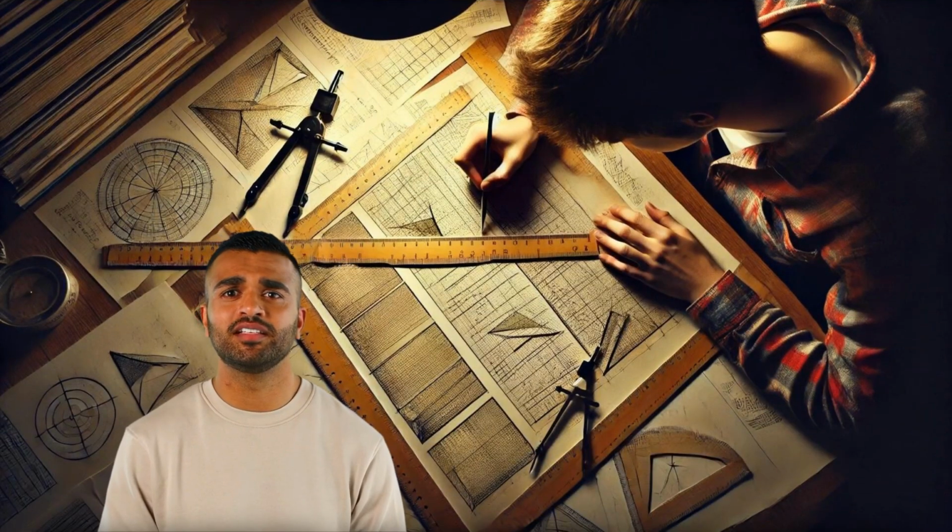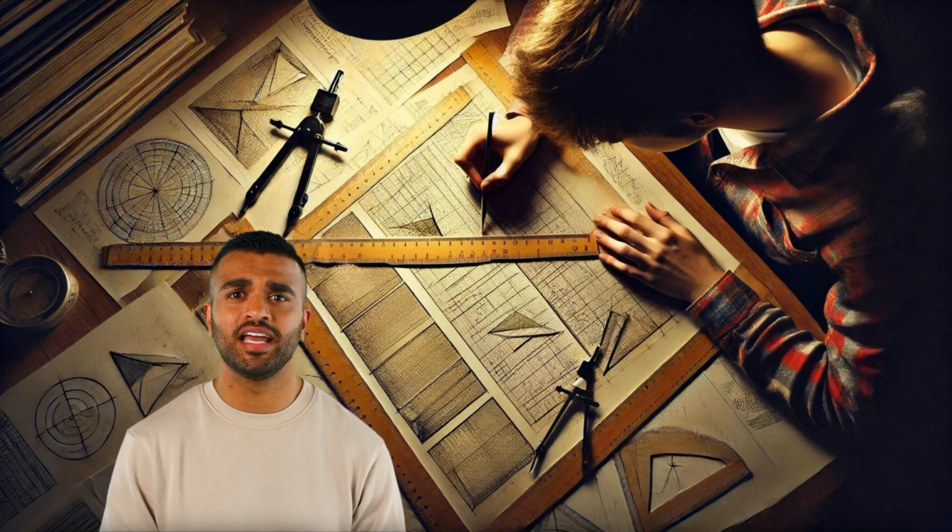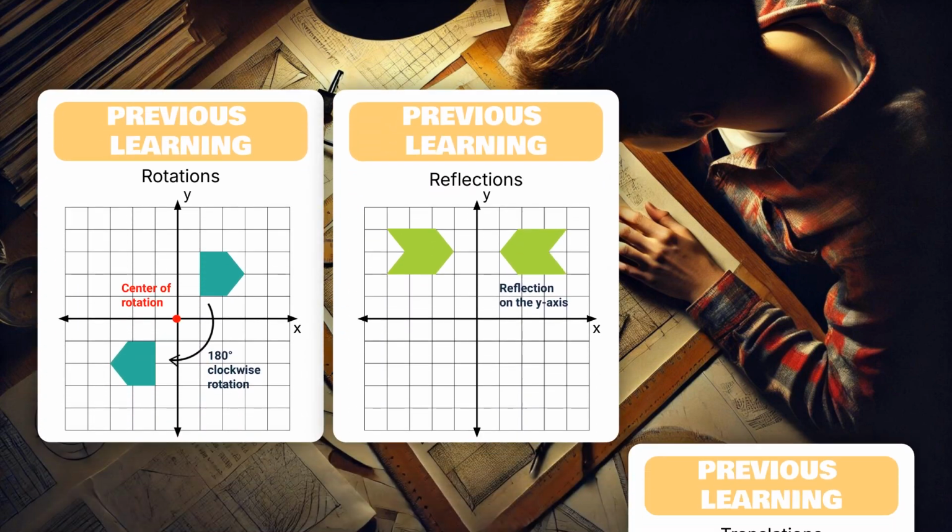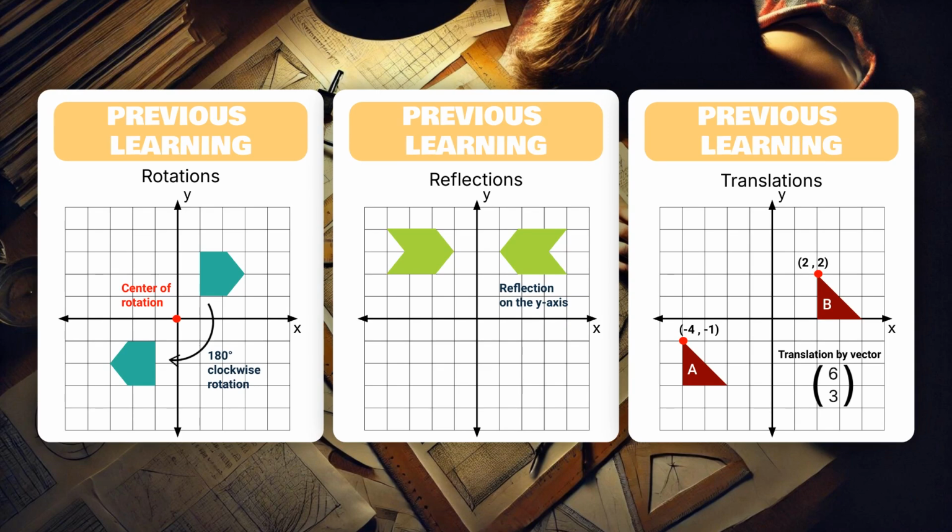So far, we have covered several key transformations in geometry, including rotations, reflections, and translations. These concepts have allowed us to manipulate shapes and understand how they can change position and orientation while retaining their basic properties. Building on this foundation, we can now introduce the concept of enlargement. This technique is crucial for understanding how shapes can change size while preserving their proportions and overall form.